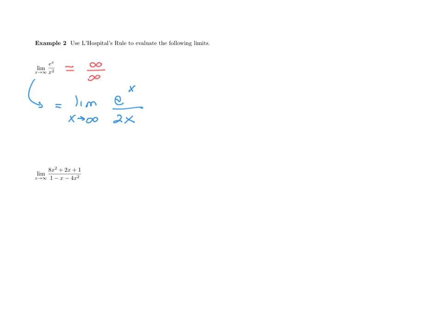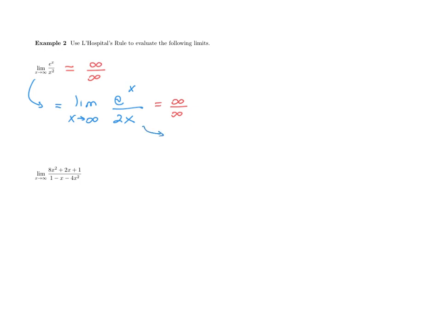So this is actually also of the form infinity over infinity, which is an indeterminate form. What does that mean? It means this process can continue. Anytime you encounter an indeterminate form, you can use L'Hopital's rule again. So that's what we'll do here.